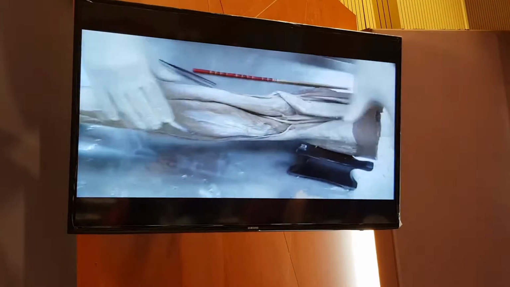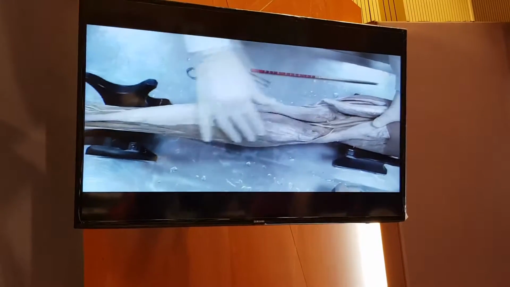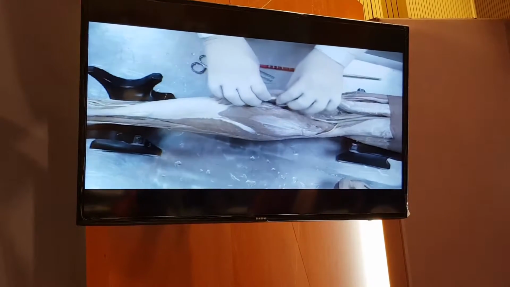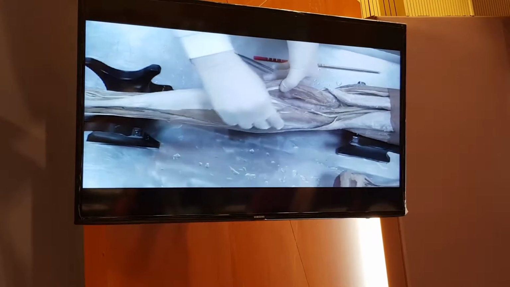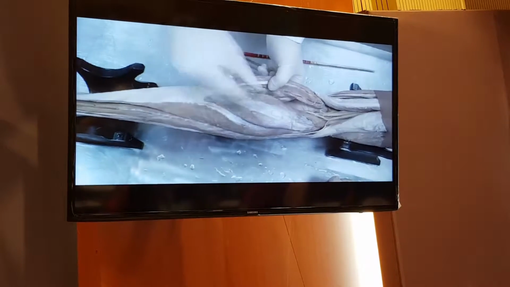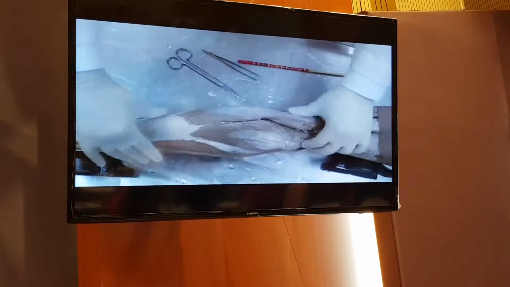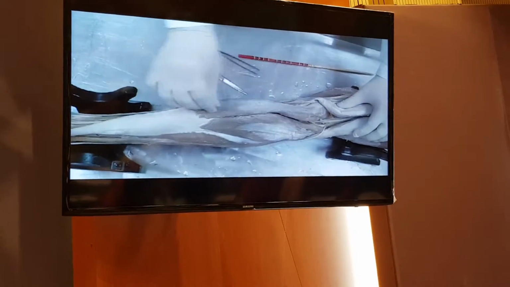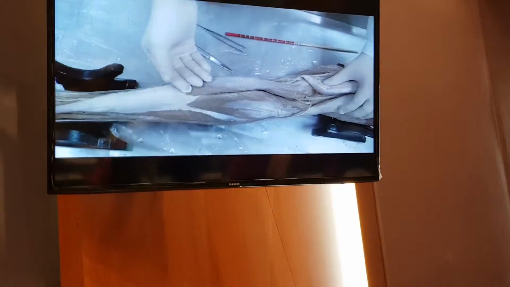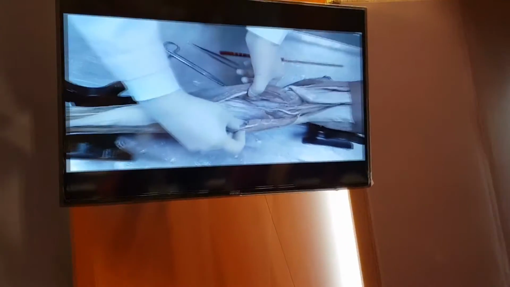Now we are going to see the back of the posterior compartment of the leg here. From very superficial to deep, if you see here, this is the gastrocnemius muscle. This is the medial head of the gastrocnemius muscle, and this is the lateral head of the gastrocnemius muscle. If you see, it is the most superficial and a very big muscle in the posterior compartment of the leg. This is the medial head, and this is the lateral head of the gastrocnemius muscle.